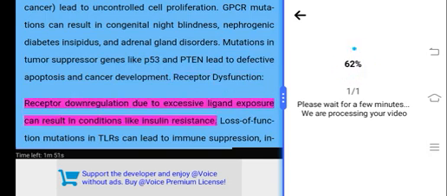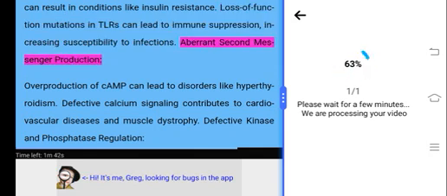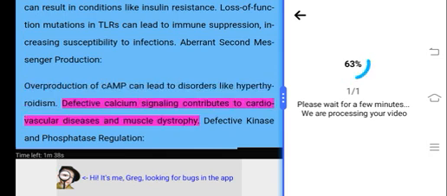Receptor dysfunction. Receptor downregulation due to excessive ligand exposure can result in conditions like insulin resistance. Loss of function mutations in TLRs can lead to immune suppression, increasing susceptibility to infections. Aberrant second messenger production. Overproduction of cAMP can lead to disorders like hyperthyroidism. Defective calcium signaling contributes to cardiovascular diseases and muscle dystrophy.